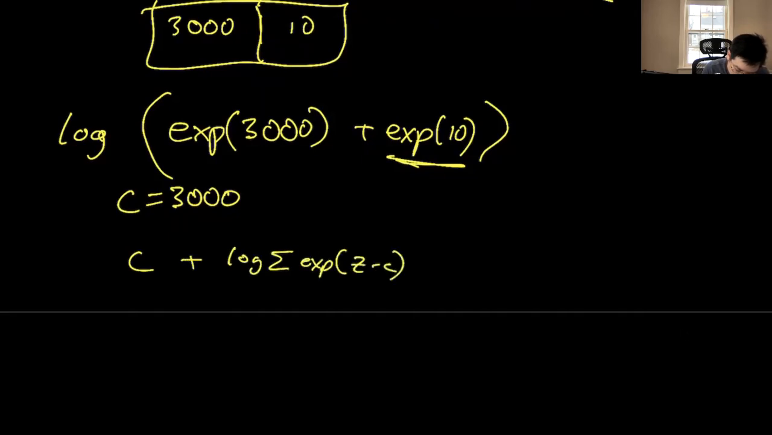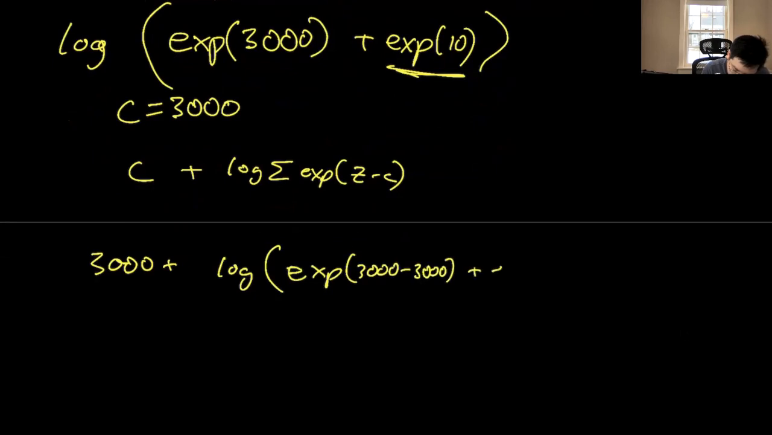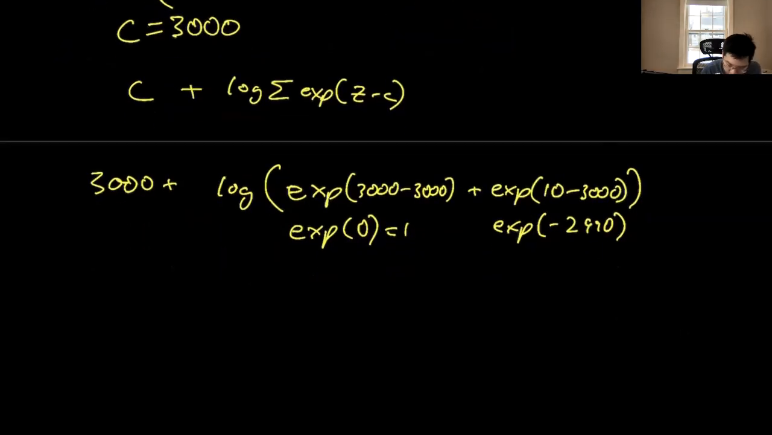So our formula was C plus log sum exp of Z minus C, with some indices in here. So what you get is 3000 plus the log of the sum of exp of 3000 minus 3000 plus exp of 10 minus 3000. And if you work these out, you get exp of 0 equals 1, and you get exp of minus 2990, something like that. No one told me I was supposed to do math in this.